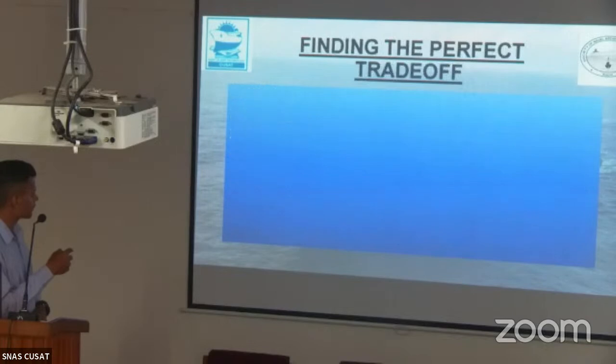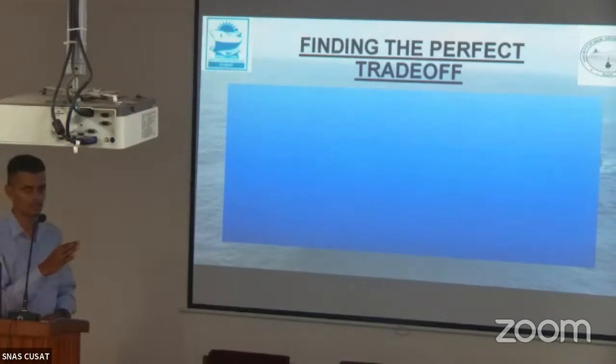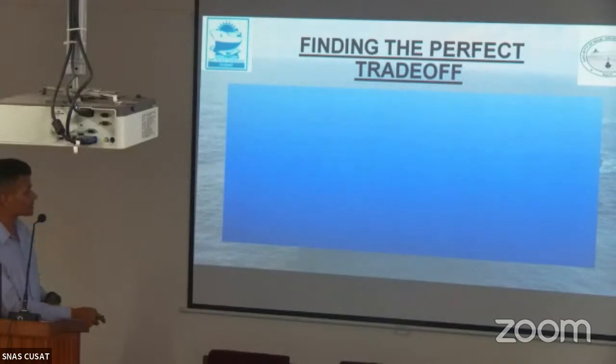Sonar and radar I've already covered. So these are some of the inventions because of war in the maritime domain. Now, this is a very debatable topic, a very big question: what is the perfect trade-off?